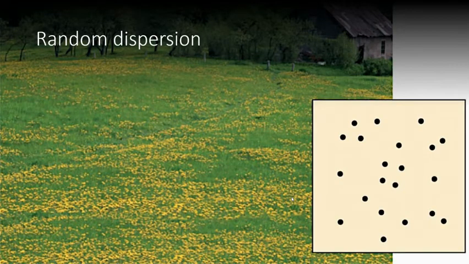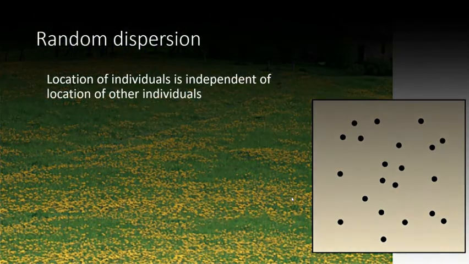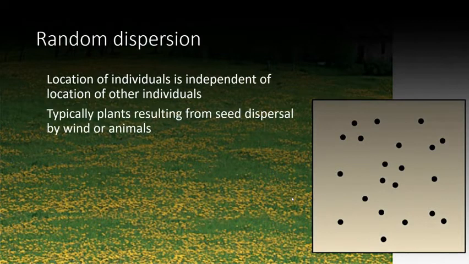Finally, there's random dispersion, where the location of each individual is independent of the location of any other individual. So you might get clumps, or you might get individuals that are far away. Tend to see this with plants, where seed dispersal is caused by wind or animals and is essentially random.